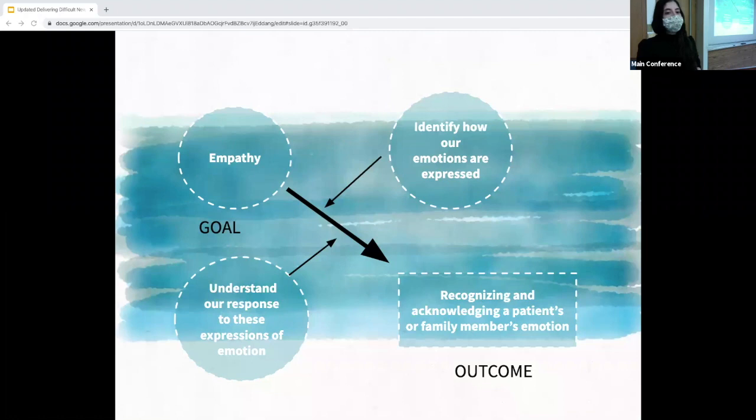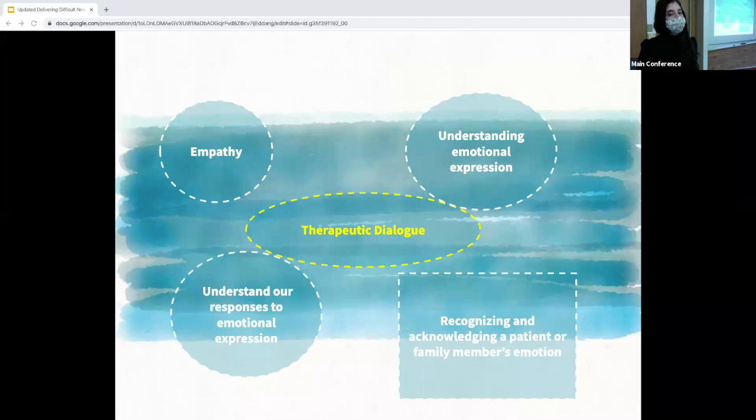So this is basically almost like a pictorial model of what's actually happening during the exchange. Most important is to understand the feelings of the family member or the patient, and then to communicate that back and let them know you understand what they're feeling. It's really a therapeutic dialogue.